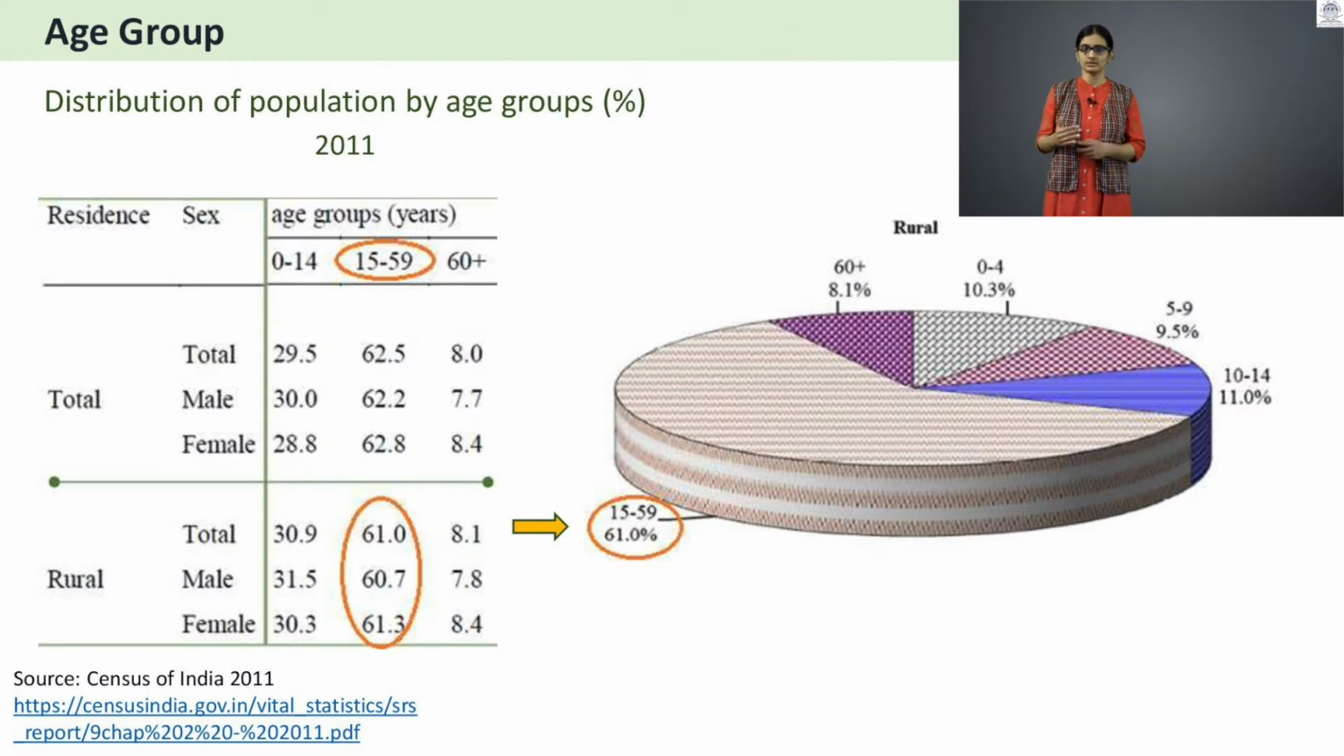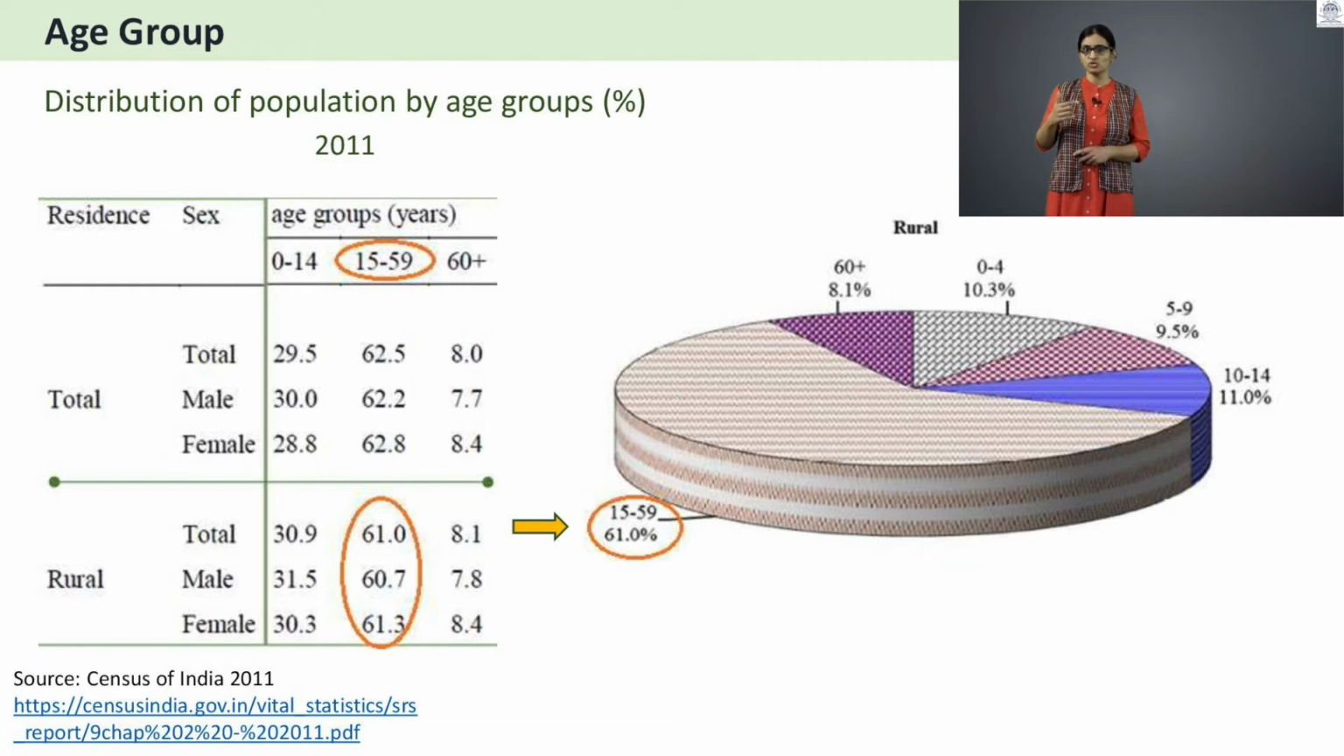Age group distribution. The percentage distribution of population by age groups. What the table depicts is population across 3 age groups: 0 to 14 years, 15 to 59, and 60 plus years. So in rural India, we see that the majority of the population falls within the age group of 15 to 59 years. 61% of the rural population is in that age group, followed by 30 to 31% in the age group of 0 to 14 years, and the least under the 60 plus age group.